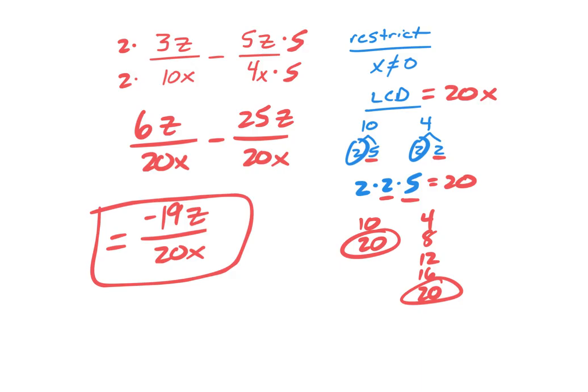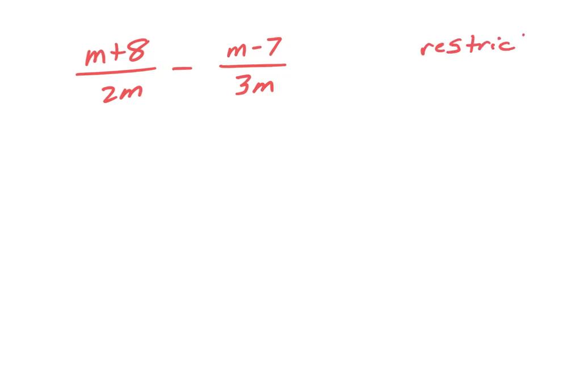Okay, I'm going to do one more here with a single variable. This one's a little bit different because it's going to have a binomial on top. Restriction, once again, the variables are going to change from problem to problem, right? We've already seen u's, x's, z's, now we see an m. Don't really pay attention much to the variable. You can use whatever letter you want. So in this case, we're saying m cannot equal 0.